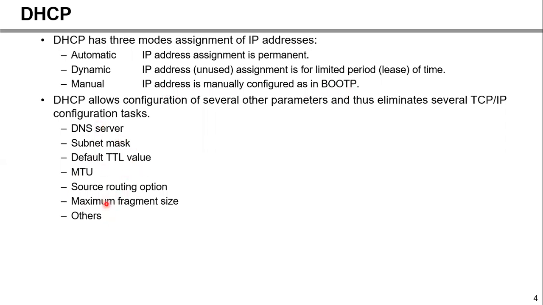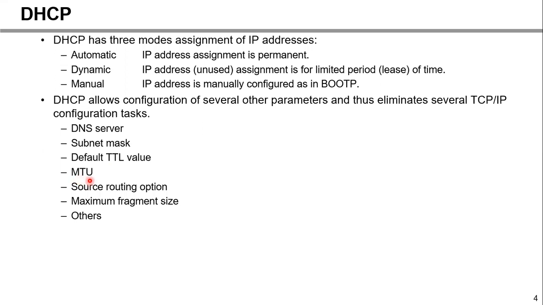These are the parameters which get assigned from the DHCP server. Now these parameters were not discussed with you earlier. If you remember, the DHCP server was giving the IP address. You have configured the DHCP server with the IP address pool and all these things. But along with the IP address, there are some more parameters like what is the DNS server, what is your subnet mask, what is the default TTL value. TTL is time to live.